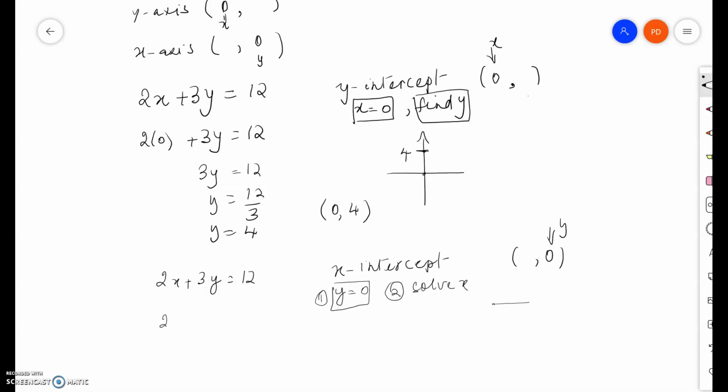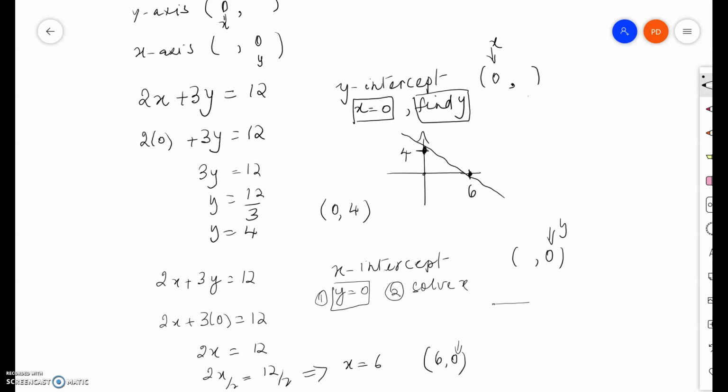So 2x + 3 times 0 = 12. So 2x = 12. We divide both sides by 2, which means that x is equal to 6. This tells us that the x-intercept is at (6, 0), where the y coordinate is 0 because it's on the x-axis. So this is where the line crosses the x-axis, and this is where the line crosses the y-axis. We draw a line through it, and that's the graph of the given line.